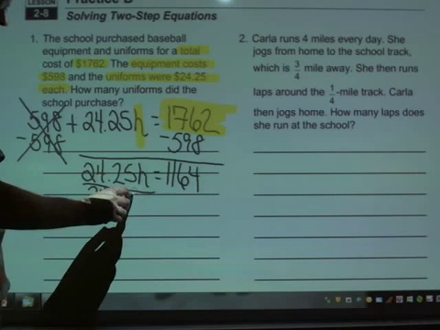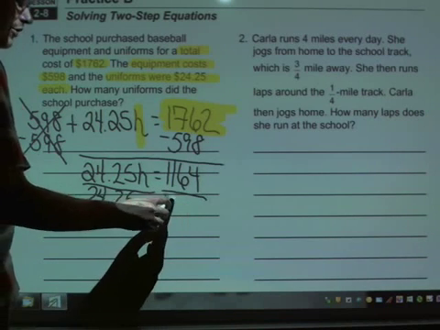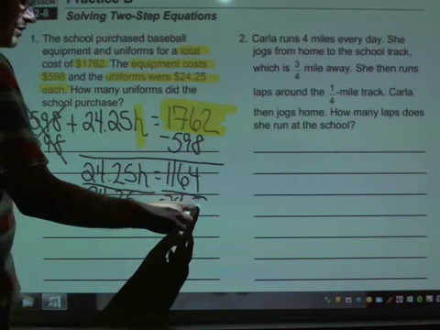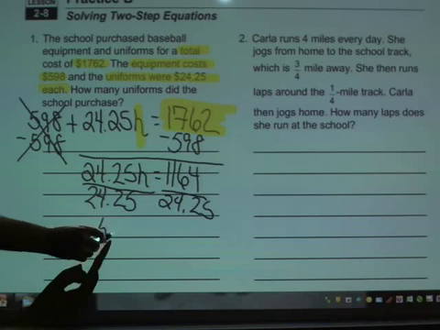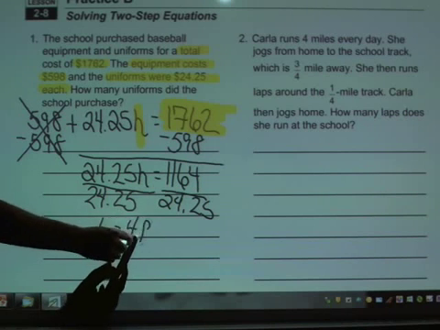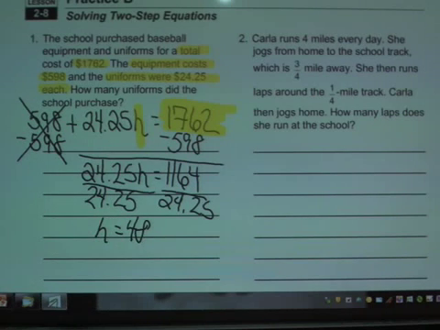You can go back and look at the rules for solving one-step equations. Go back and look at the videos for solving one-step equations if you need to. But you will see that it is indeed me still doing the opposite, in this case dividing by 24.25. And when I do that, I find that h is 48, which means in context of the problem, that we bought 48 uniforms.